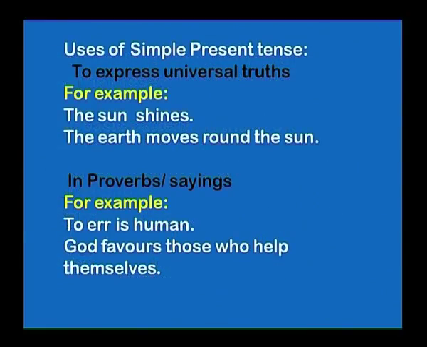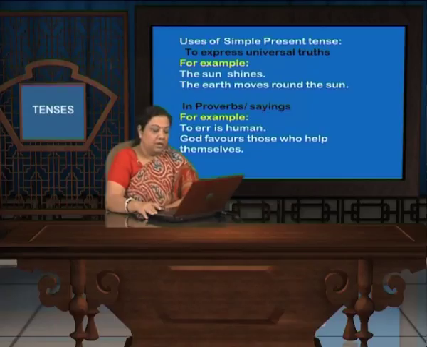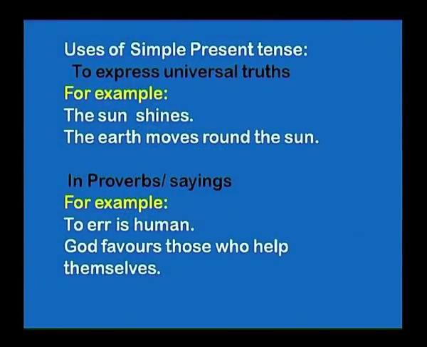Uses of simple present tense: you must know why and where we use the simple present tense. To express universal truths, we use the simple present tense. For example, we say the sun shines, we don't say the sun shined. The earth moves round the sun. In proverbs or sayings, we use it too: to err is human. God favors those who help themselves.